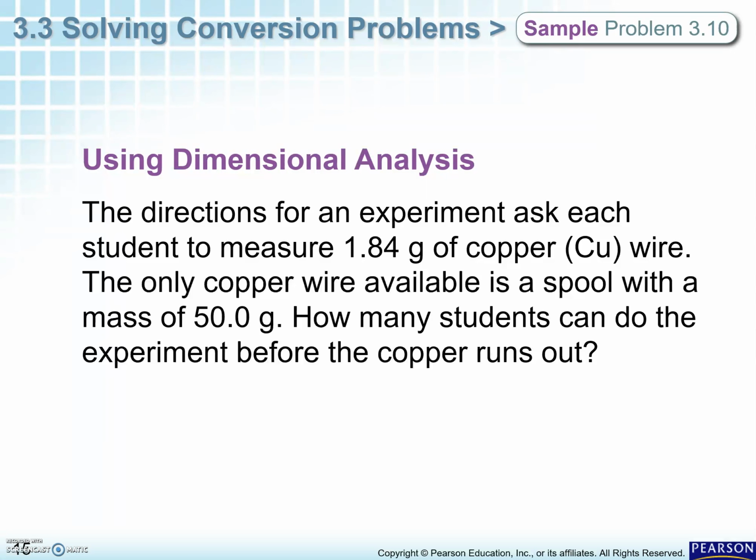You can also apply this same dimensional analysis to things that are not specifically units. So, for example, the directions for an experiment ask that each student measure 1.84 grams of copper wire, and we only have a spool with a mass of 50.0 grams. So we have to figure out how many students can do the experiment before all the copper wire runs out. So the first thing I like to do is write our conversion factor or our equalities.